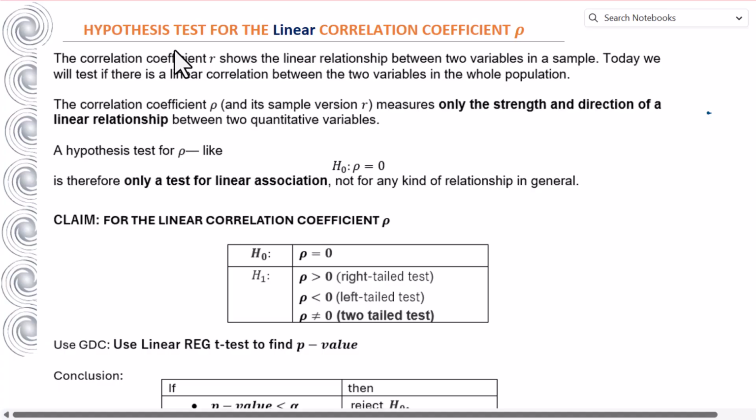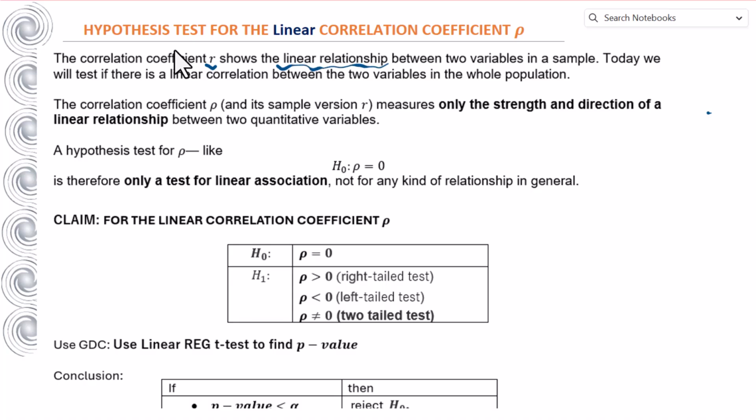Today's lesson is about hypothesis test for the linear correlation coefficient rho. The correlation coefficient R shows the linear relationship between two variables in a sample. Today, we will test if there is a linear correlation between two variables in the whole population.